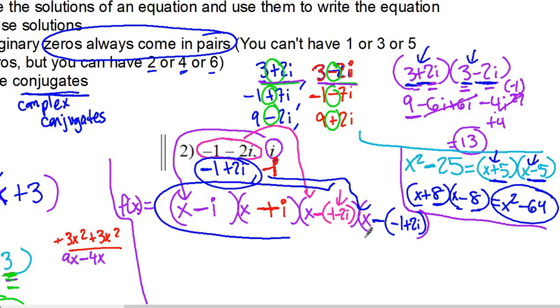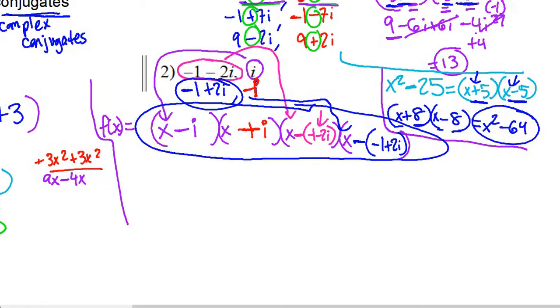This thing right here, as messy as it looks, that's our function, but we don't want to leave it like that. We want to actually multiply it out so we can get a nicer looking answer here. So let's start with x minus i, x plus i, keeping in mind this shortcut that we mentioned: when we have a difference of squares, we can easily FOIL those out.